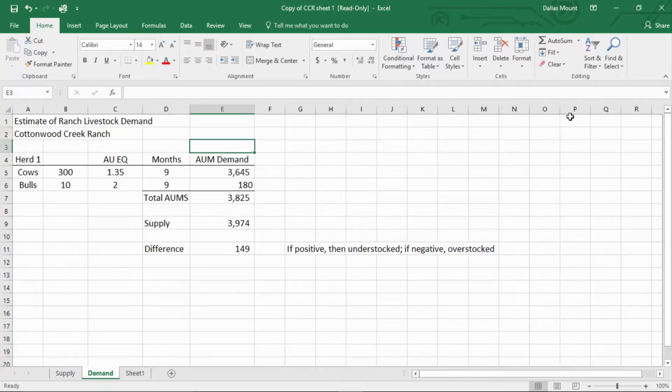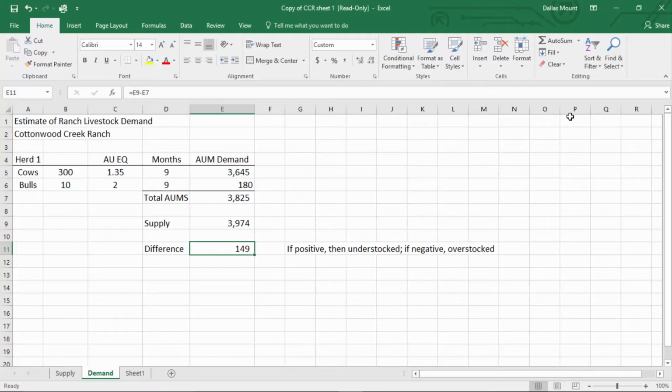So now we've determined the forage supply and the forage demand of the Cottonwood Creek Ranch. And let's take a look to see whether we're understocked or overstocked on the ranch. So just to rehash, our total forage supply for the Cottonwood Creek Ranch was 3,974 AUMs, and our forage demand was 3,825 AUMs. So just subtracting the demand from the supply, we get a difference of 149 AUMs. So you can see that the ranch is slightly understocked according to our estimates.